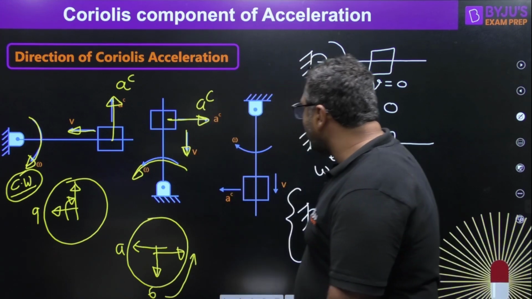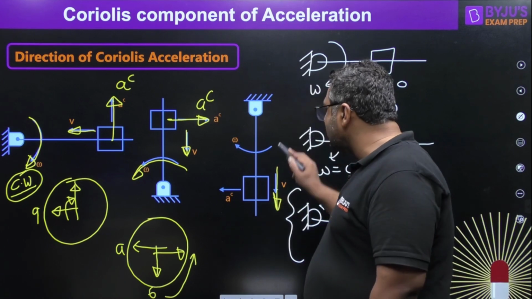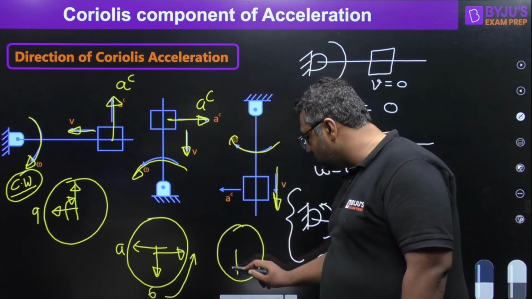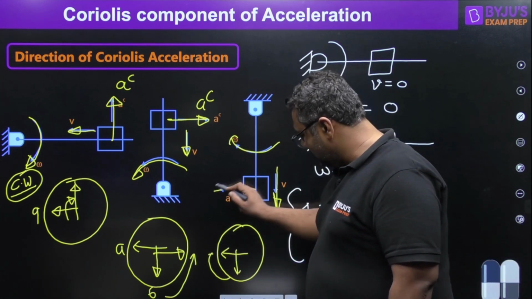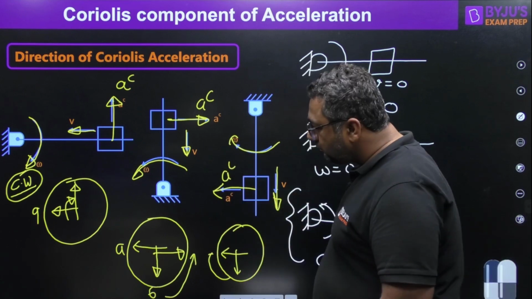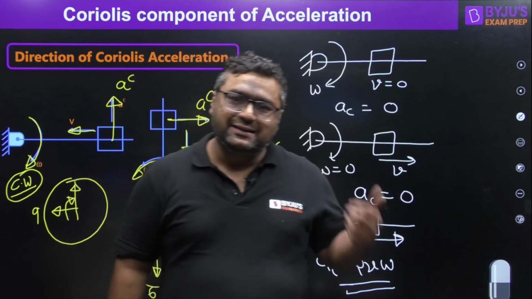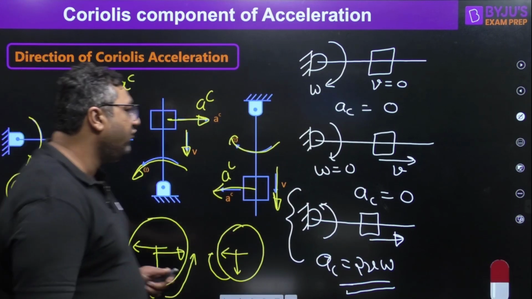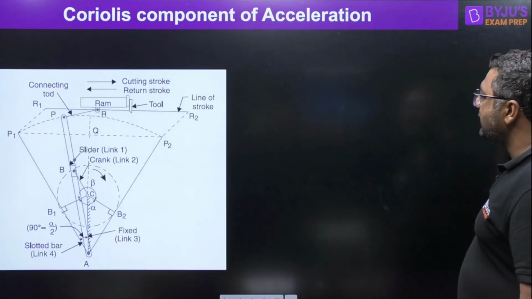So this is how you can find out the direction of Coriolis. In this way, this is the velocity, this is omega clockwise. Just imagine the clock. This is the velocity vector. After 90 degrees, this will be the direction. So this is the Coriolis. So always rotate the velocity vector by 90 degrees in the sense of omega. You will find out the direction of the Coriolis component of acceleration. I feel you guys are getting it. Let us see the next thing.